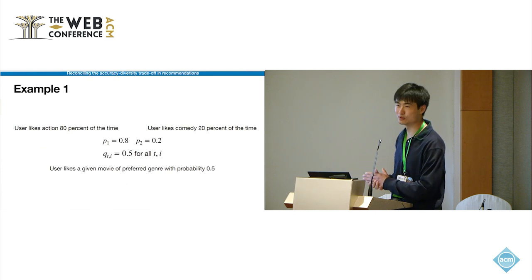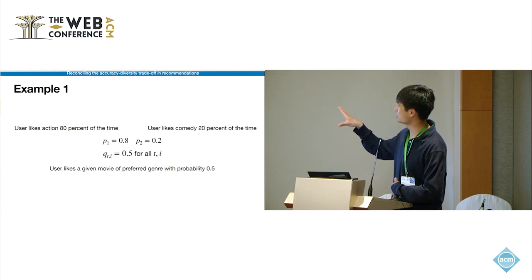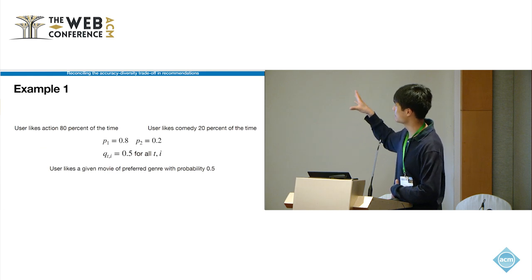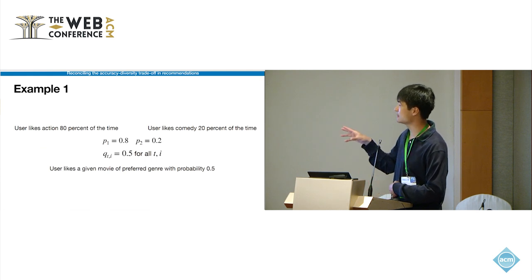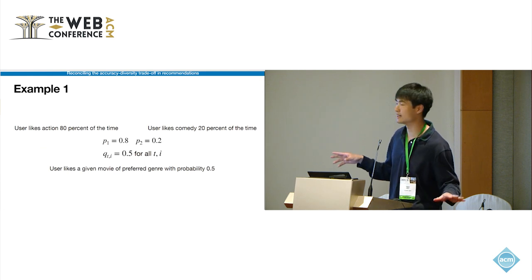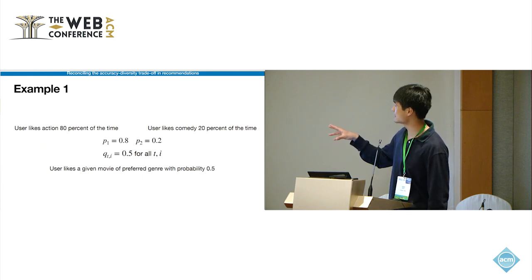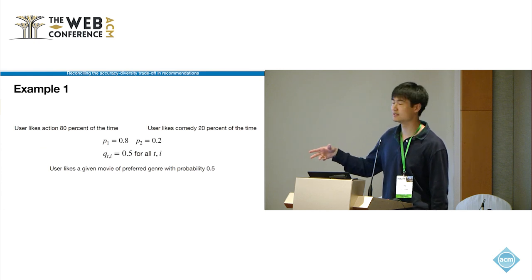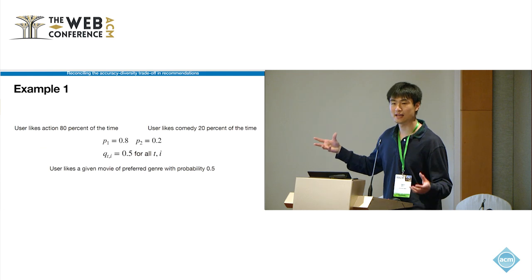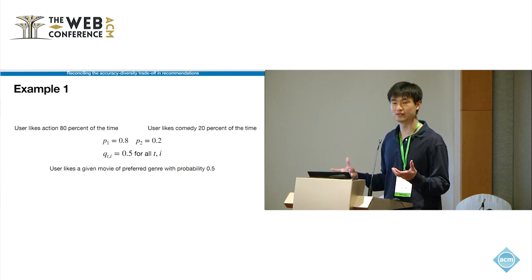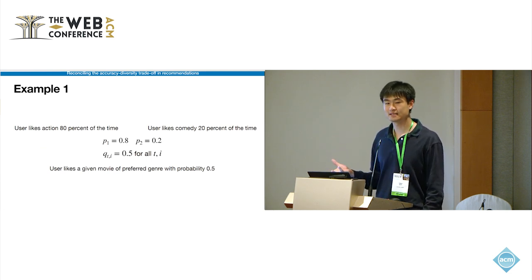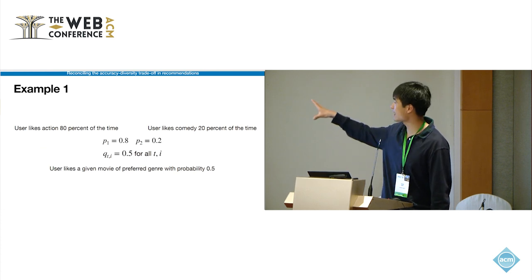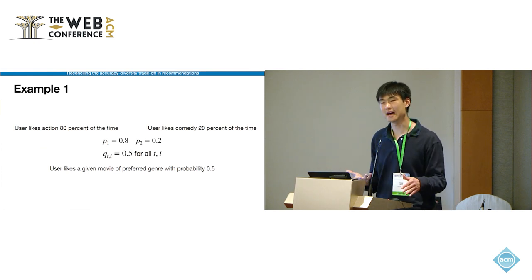So I'll give a really simple example in our model. Here the type probabilities are 0.8 and 0.2. So this represents a situation where maybe a user likes action 80% of the time and comedy 20% of the time. And then QTI, these conditional item probabilities, we'll set as 0.5 for every item. What that means is that a user likes a given movie of the preferred genre with probability 0.5. So if I'm in the mood for action, and then someone shows me an action movie, then I'll like that action movie with probability 0.5. So here you can see that the accuracy maximizing set of recommendations should contain only action movies, because then you'll get accuracy 0.8 times 0.5, which is 0.4. Whereas if you recommend more comedy movies, that's only going to reduce the accuracy.